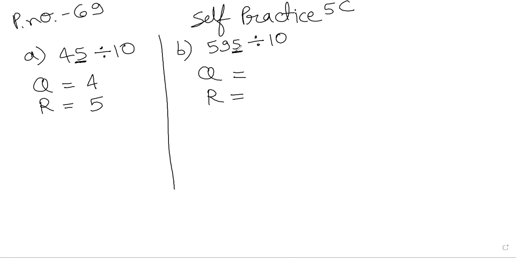जो वंस प्लेस है नंबर की, वंस प्लेस है वो क्या है? रिमाइंडर है. And the rest of the question number will be quotient. Now look at the question number C.